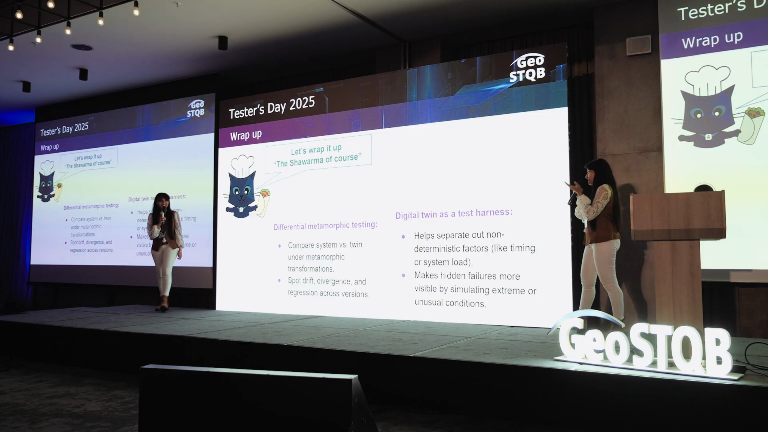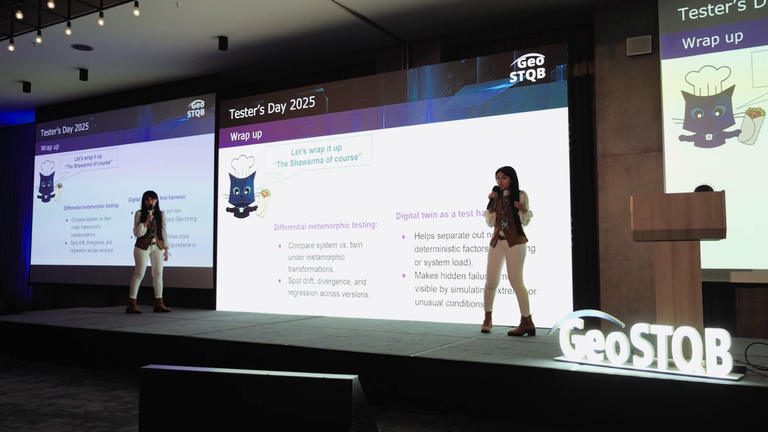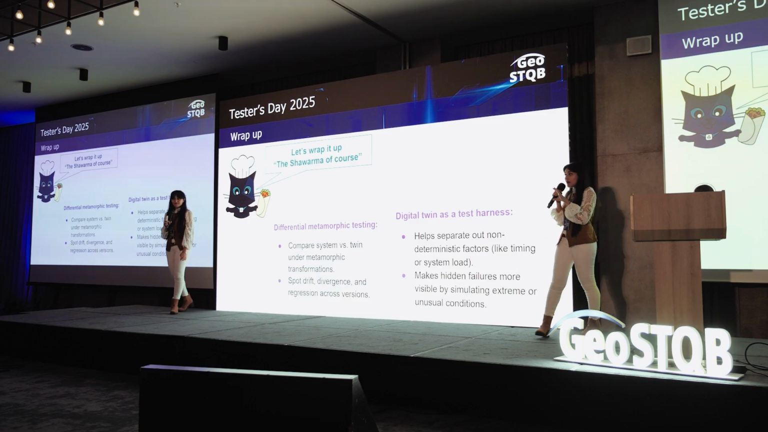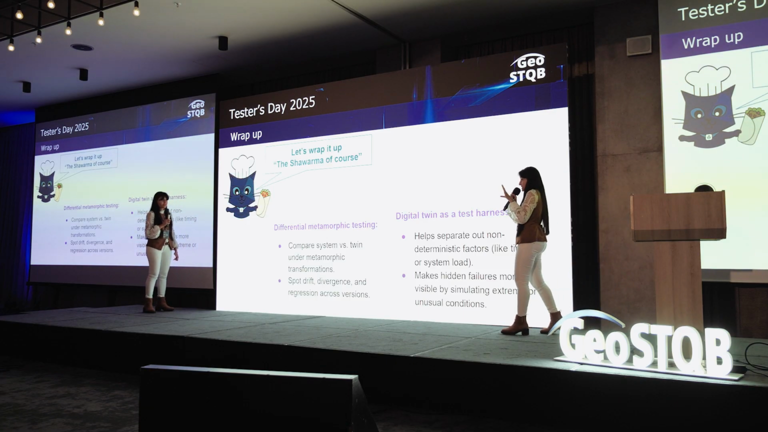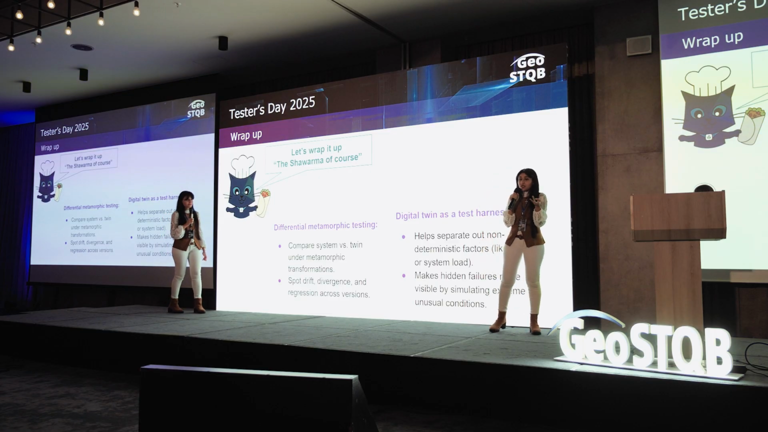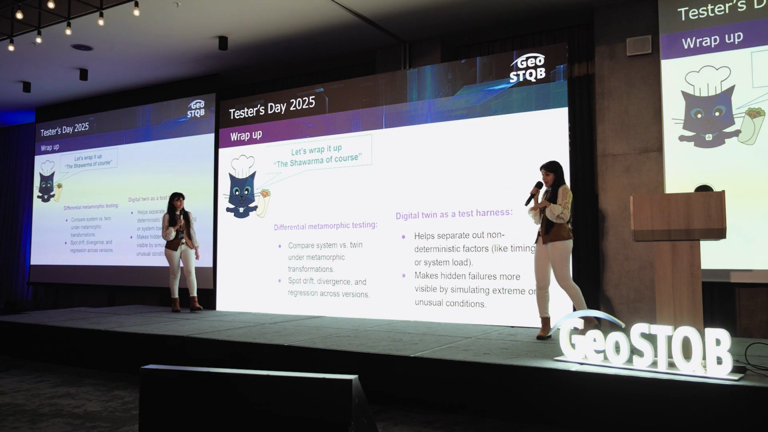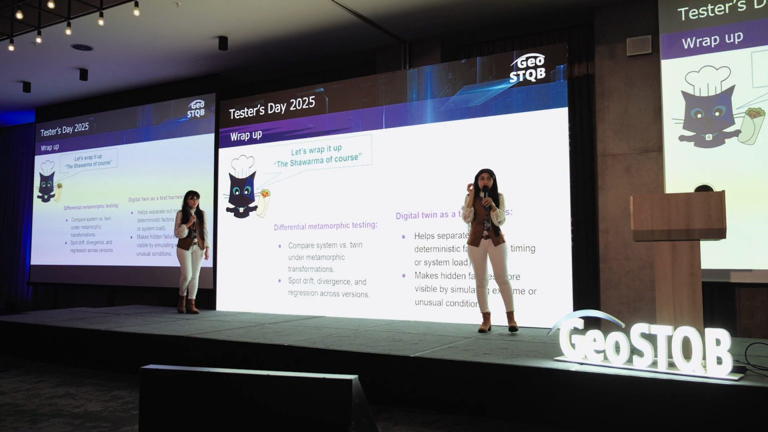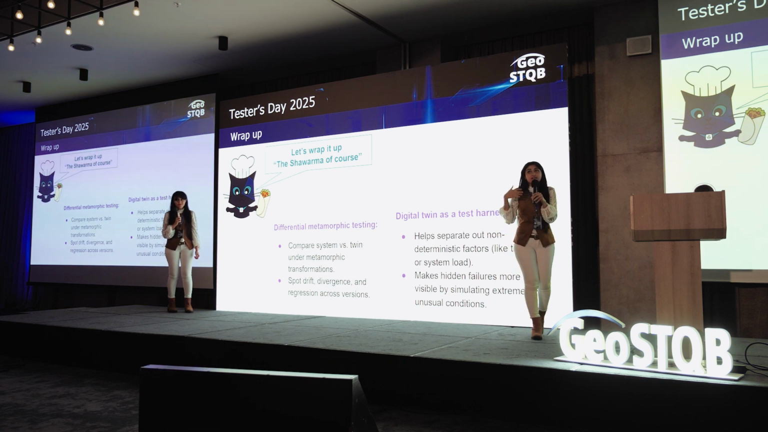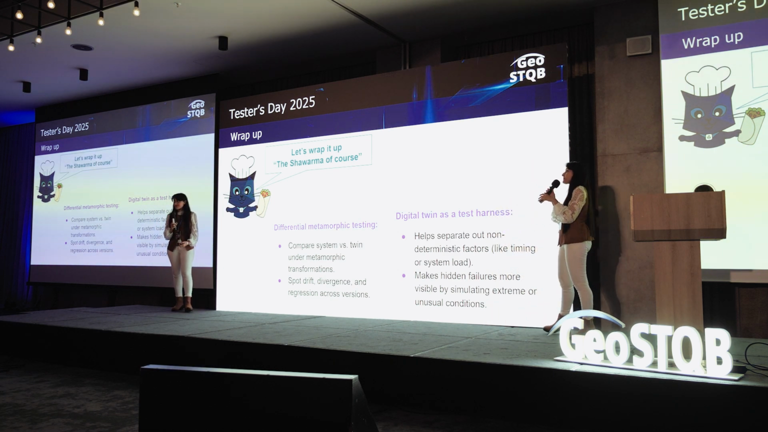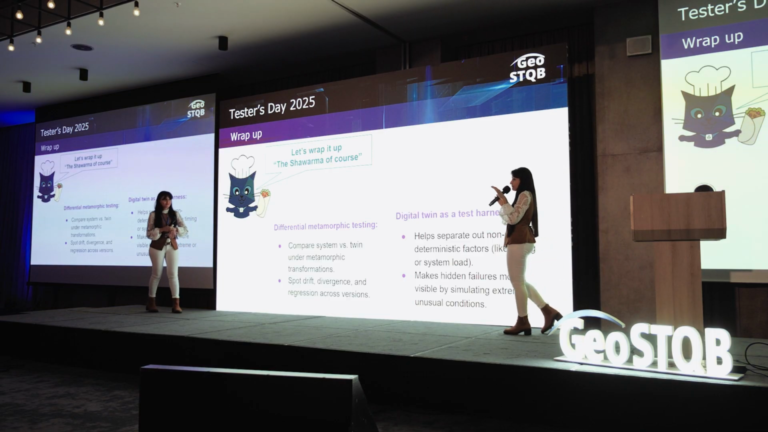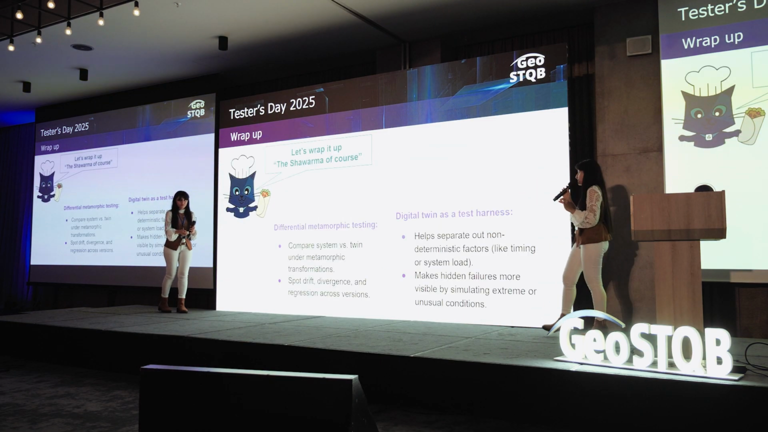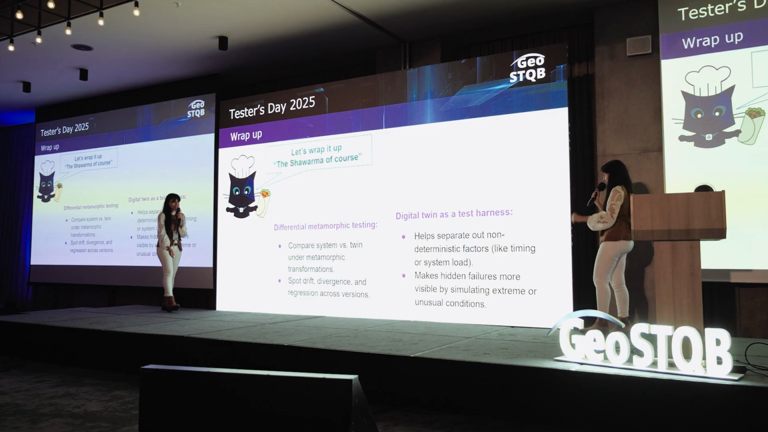Another time. So, eventually, to wrap this topic up, two main things. First, differential metamorphic testing, where we compare both the real system and its digital twin under metamorphic transformations. We can spot drift, divergences, and also regression across versions. Second, digital twin as a test harness, which helps us to separate out non-deterministic factors like system load and all this stuff. At the same time, it helps us to make hidden flaws more visible, especially under unusual conditions. Thank you. This slide is done.